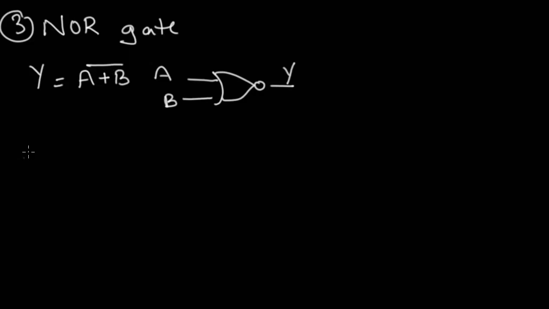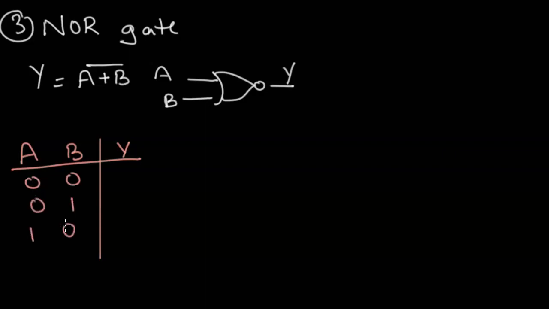Let's understand the truth table. Again, we have 2 inputs, hence we'll have 4 combinations on my input side. So 0 0, 0 1, 1 0, 1 1. And the output is 1 only in the case when both my inputs are 0.